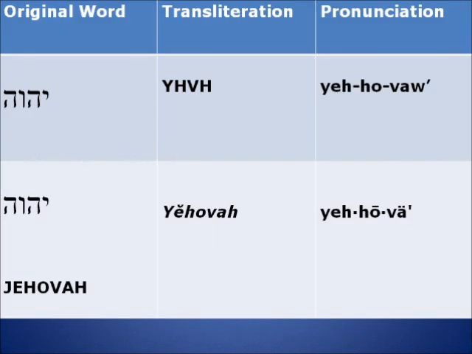Now, on your screen at the top, this is the information if you go to Bible Hub. This is going to be the information that you're going to see at Bible Hub. Now, the Father's name in the Strong's Concordance is H3068. And this is the information you're going to find at Bible Hub. Now, the bottom row is the information you would find at Blue Letter Bible.